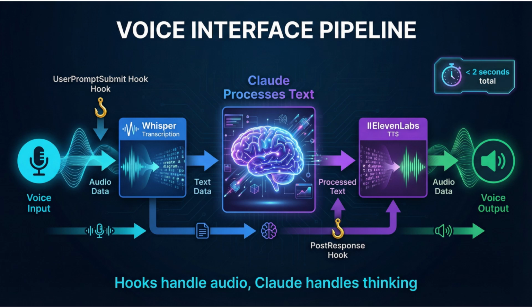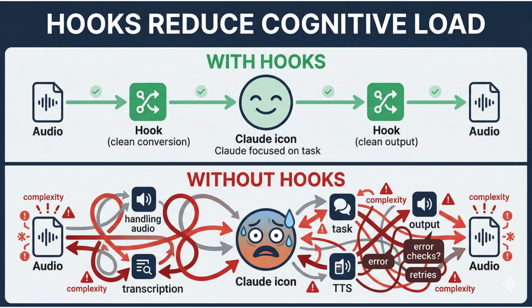Phase 5c introduces voice control, and guess what powers it? Hooks. When we speak a command, the user prompt submit hook intercepts it before Claude sees it. The hook detects it's audio, transcribes it with Whisper, cleans up the transcription, and passes text to Claude. Claude responds with text, then a post-response hook converts it to speech with ElevenLabs. We talk to JARVIS. JARVIS talks back. All hook orchestrated.